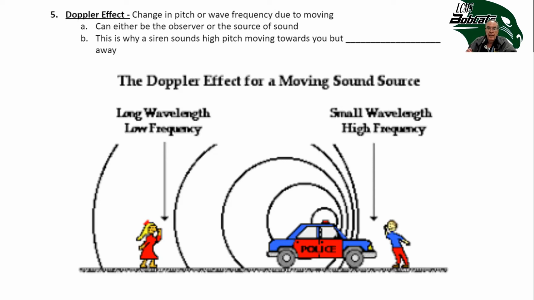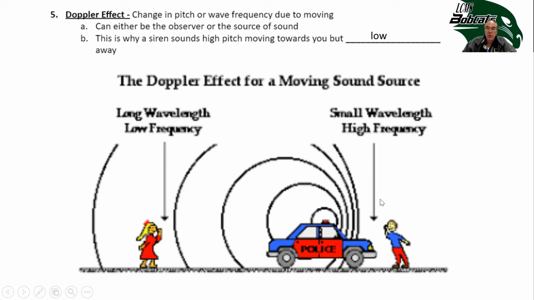Now, the Doppler effect is a change in frequency due to the moving of either the observer or the sound source. So when sound is let out from something that's stationary, the sound waves radiate out from it in all directions the same way. But if the thing making the sound is moving, it may be traveling towards its own sound waves, which means it's also going to be traveling away from its own sound waves. And this is why a siren sounds like a high pitch when it's moving towards you or a low pitch when it's moving away from you.